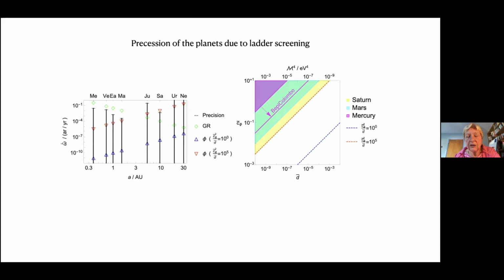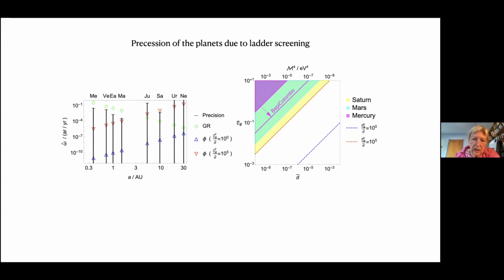We can look at the precession of the planets due to ladder screening. And here we've got the planets lining up: Mercury, Venus, Earth, Mars, Jupiter, Saturn, Uranus, and Neptune. Pluto is no longer a planet and there's not enough data. So this is the GR value of the precession. And here we're including conformal and disformal couplings in the ladder approximation.